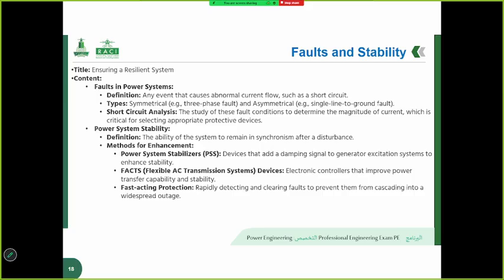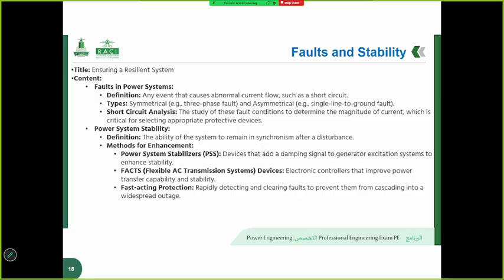Short circuit analysis is the study of the fault conditions to determine the magnitude of fault currents. The results of this analysis are crucial for designing and selecting appropriate protective devices such as circuit breakers and fuses that can safely interrupt the fault current without damaging the equipment.